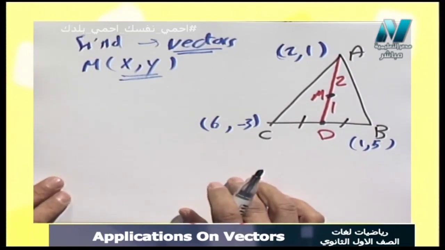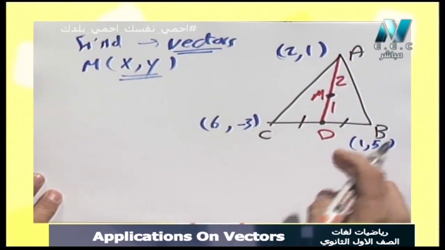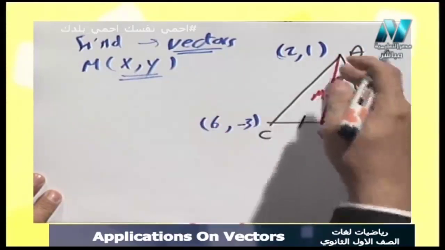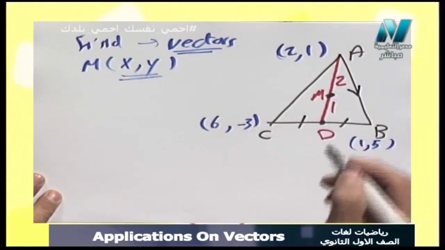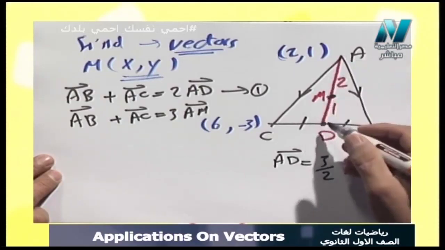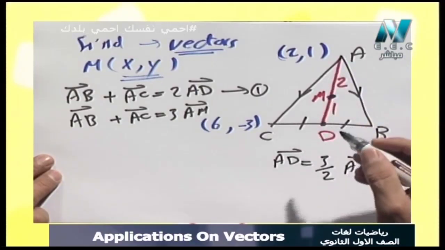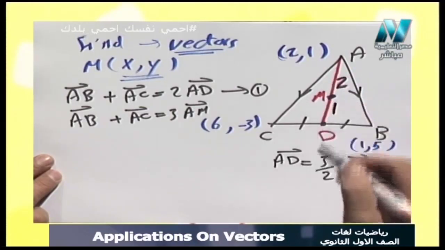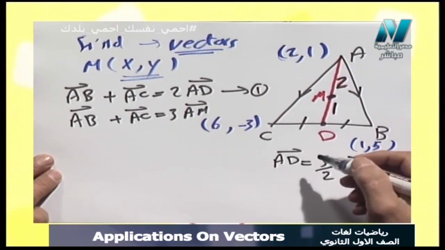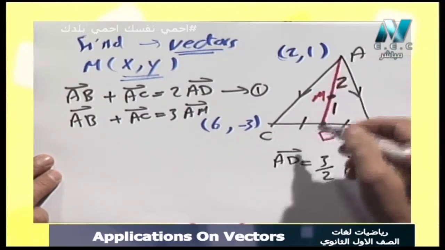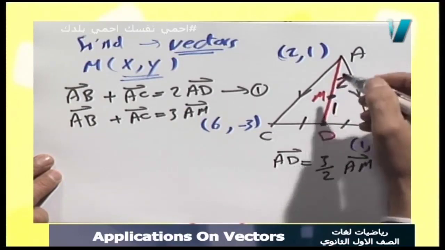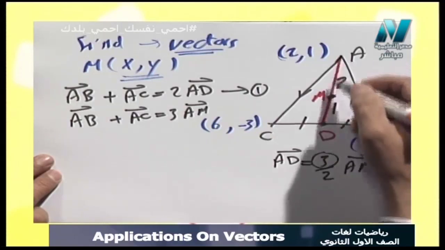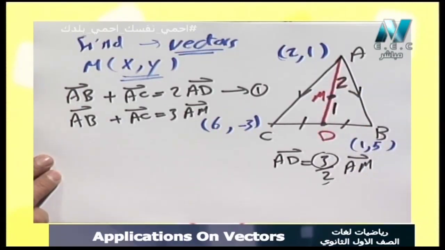We know that the vector AB plus the vector AC... divide AD here into 3 equal parts. We have AM equal 2 parts and MD equal 1 part. So when we compare between AM and AD, starting with AD, it means 3, and AM means 2.